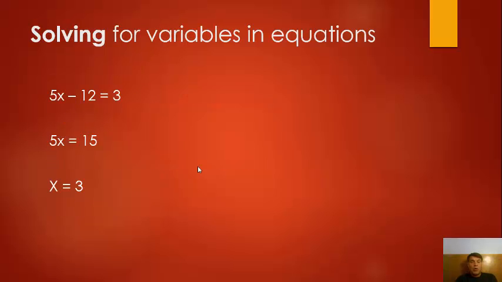Now, when you have an equation rather than just an expression, there's going to be an equal sign. So take 5x minus 12 equals 3. Then we're going to solve. We can solve for x. When you have one equation and one variable, you can solve for the variable. If you have two variables, then you're going to need at least two equations to solve it. If you have three variables, then you're going to need at least three equations that are each different from each other in order to solve it.